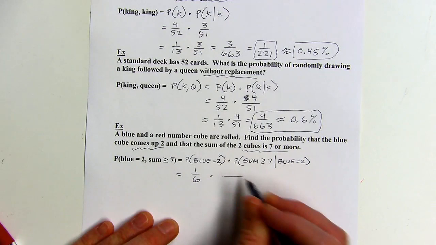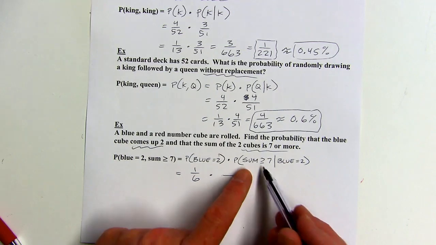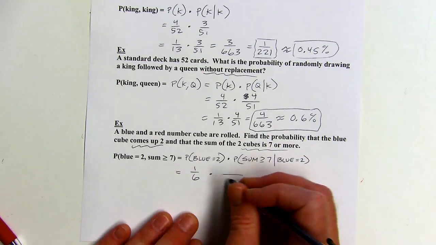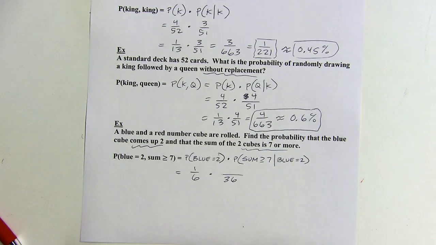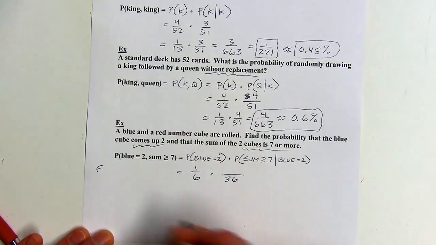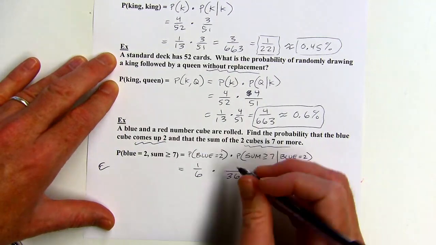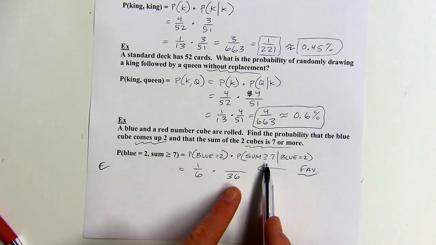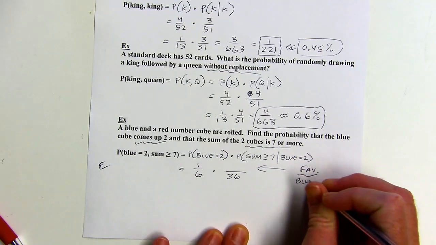All right, let's think about the sum. Well, we're going to use both dice to get the sum. We're going to add together the numbers from both cubes. So that means there are 36 total things that can happen, because 6 things on the first die, 6 things on the second die, right? Anytime you roll 2 number cubes, there are 36 things that can happen. And let's make a little chart to find the favorable outcomes for the sum being greater or equal to 7, assuming the blue cube is a 2.